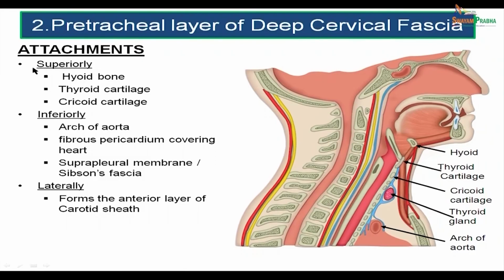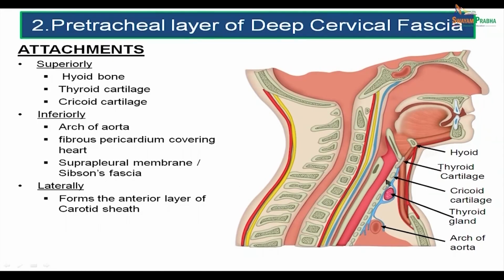The attachments: superiorly, the fascia is attached to the hyoid bone, then to the thyroid cartilage, then to the cricoid cartilage. Inferiorly, the fascia goes down and attaches to the arch of aorta, the fibrous pericardium which is covering the heart, and the suprapleural membrane or the Simpson's fascia.